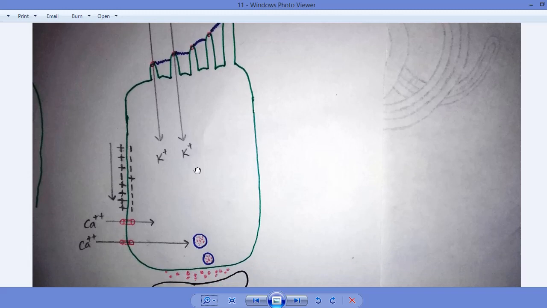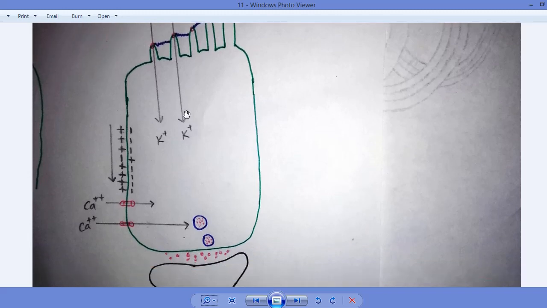By moving inward, what will happen? This will increase the positivity of this cell, this receptor cell. The positive ions will increase inside this hair cell. When the positivity of this hair cell is increased inside and the negativity is increased outside, what will happen? An action potential will be generated on its cell membrane.